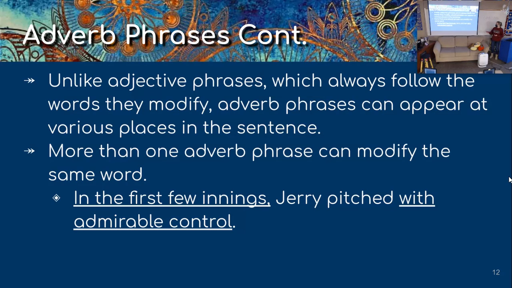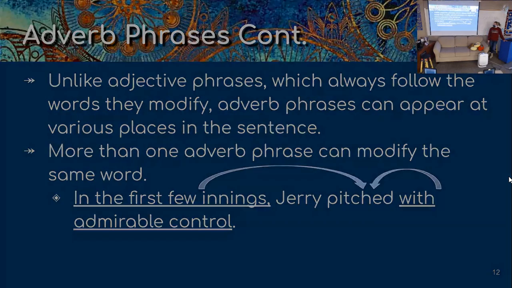In the first few innings, Jerry pitched with admirable control. So "in the first few innings" is telling us when he pitched, so it's answering that adverb question, when. And "with admirable control" is telling us how he pitched, so it's answering that adverb question, how. Both of these phrases are modifying the same word, which is totally fine, right? But we know they're adverb phrases because they're both modifying that verb, pitched.